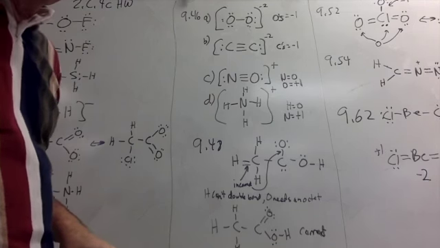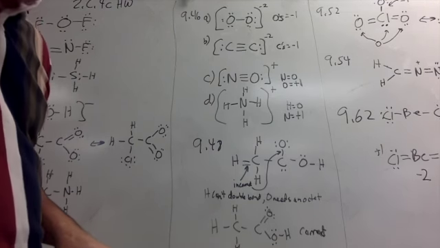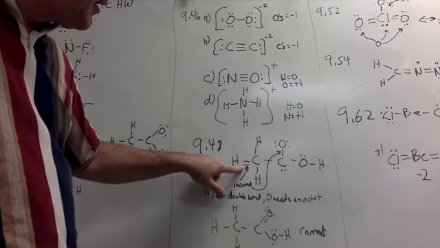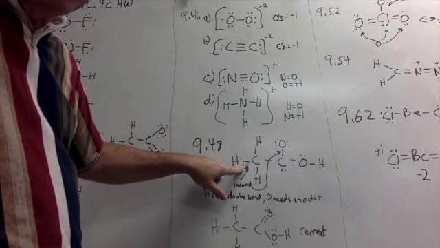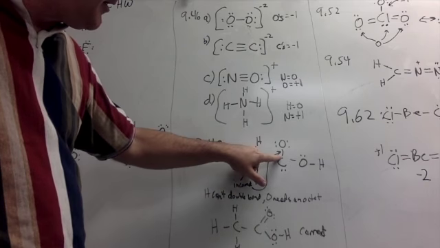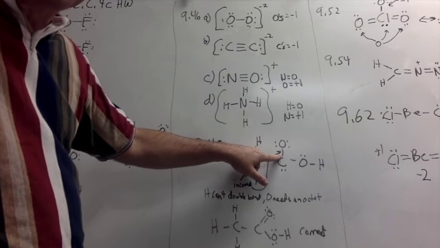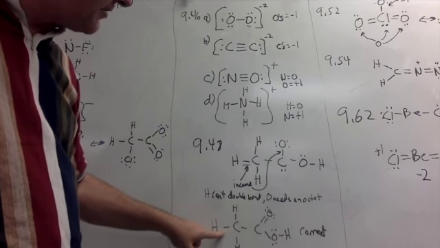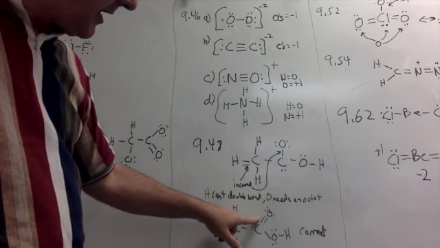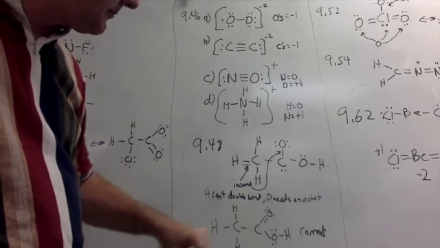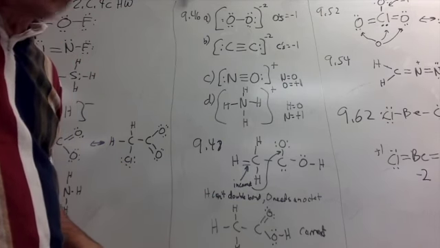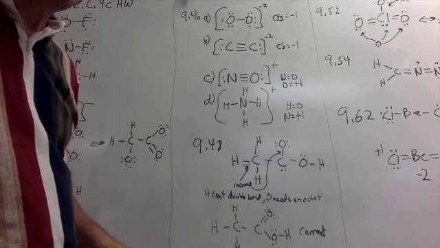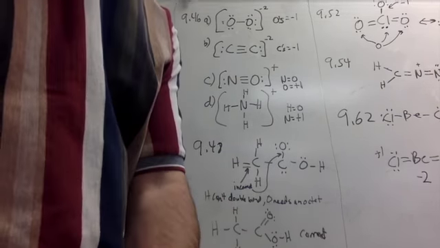In 9.48, we were asked to point at the bonds, identify the bonds that were incorrect. This double bond between carbon and hydrogen is incorrect. This single bond between carbon and oxygen is incorrect. What it should look like is hydrogen with a single bond and the oxygen with a double bond. That will get the oxygen an octet and hydrogen a duet.